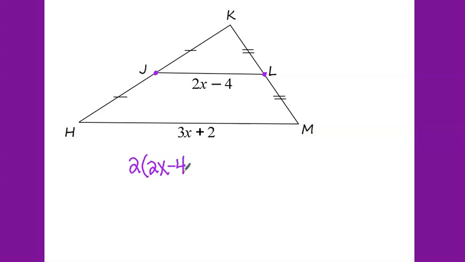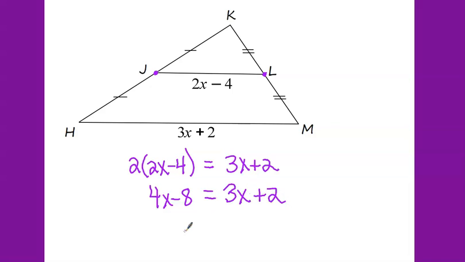So double the 2x minus 4, and that will be equal to 3x plus 2. So when I double that, I'm going to have 4x minus 8, make sure you're distributing there, equals 3x plus 2. I could add 8 now to both sides, so that I have 4x equals 3x plus 10. So if I subtract 3x, that's going to leave me with x equals 10.